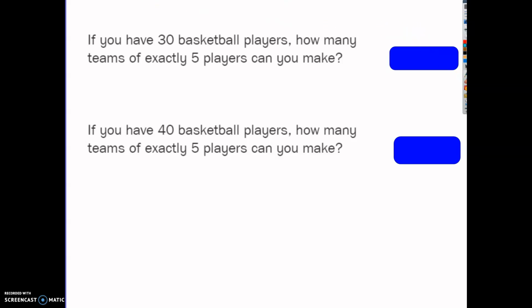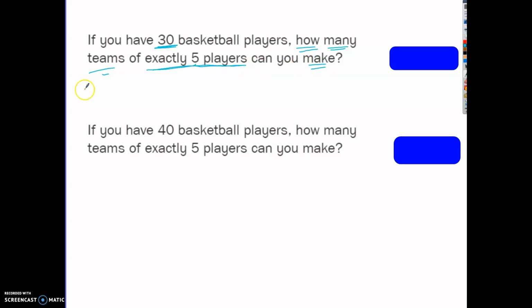All right, let's see what you might have come up with. I'll work on that first one, and when in doubt, draw it out, because it helps me. So I have 30 basketball players, and I want to know how many teams of exactly 5 players I can make. So what do I know? I know I have 30 players, and I want exactly 5 players on every team. So what do I need to find out? I need to find out how many teams I can make.